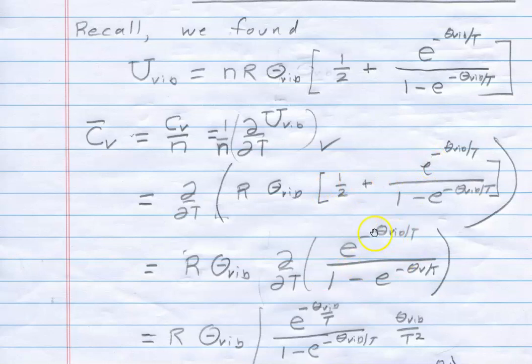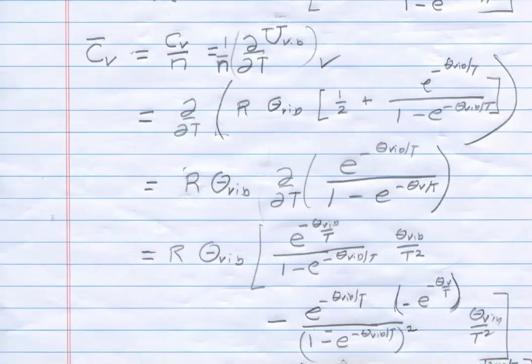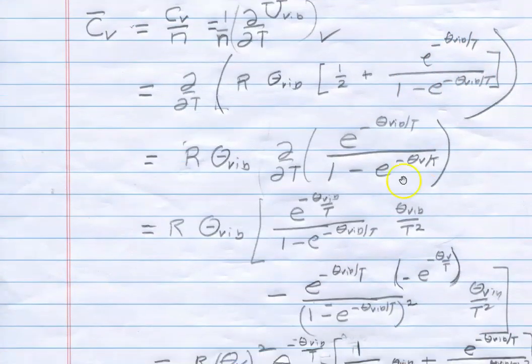So this pretty rapidly reduces to R times theta vibrational times this partial derivative of just this last term in it. And you can use your skills from calculus to compute the partial derivative here. The way I usually do these is I treat it like a product of two functions. The first function is the exponential, and the second function is 1 over this, 1 minus e to the minus theta v over T. And so I use the product rule.